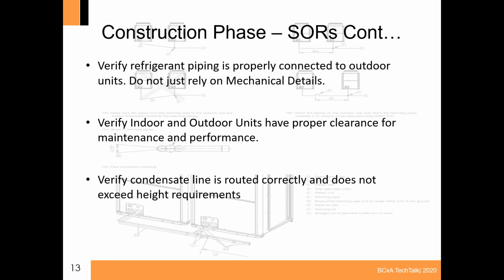Other things to verify is the condensate line is routed correctly and does not exceed the height requirements. Every manufacturer allows a little bit of increase from the unit up to the main condensate line, but it's fairly small, and that's something to check prior to going out on site. I'm not saying you have to get out a measuring tape to measure this, but you can roughly eyeball it. And if it's going up 5 feet, then obviously it's probably a problem, and you can make comments on that.